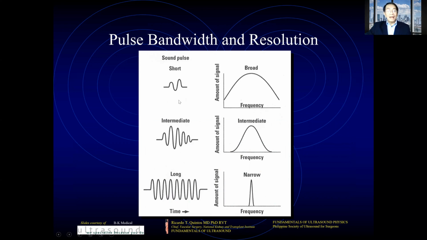So if you have a longer pulse, that means you will have a narrow frequency, then you might be able to get a greater resolution with a longer pulse. But with a short pulse, you have a broad signal there, and then you have a very low resolution in that situation. So you will have to learn in your knobology how to adjust your pulse frequencies.